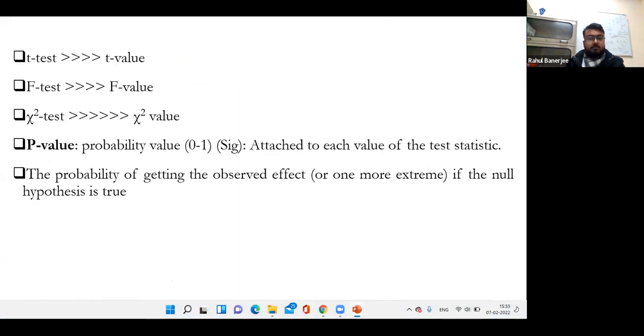So this thing has already been told. Generally, what we do is we have certain tests, like we have a t test, we have an f test, and we have a chi-square test. And generally, if the calculated value of the test is greater than the tabulated value, we will reject the null hypothesis. Similarly for f, for chi-square. And there is something known as the p-value. The p-value is nothing but the probability value attached to the value of the test statistic.